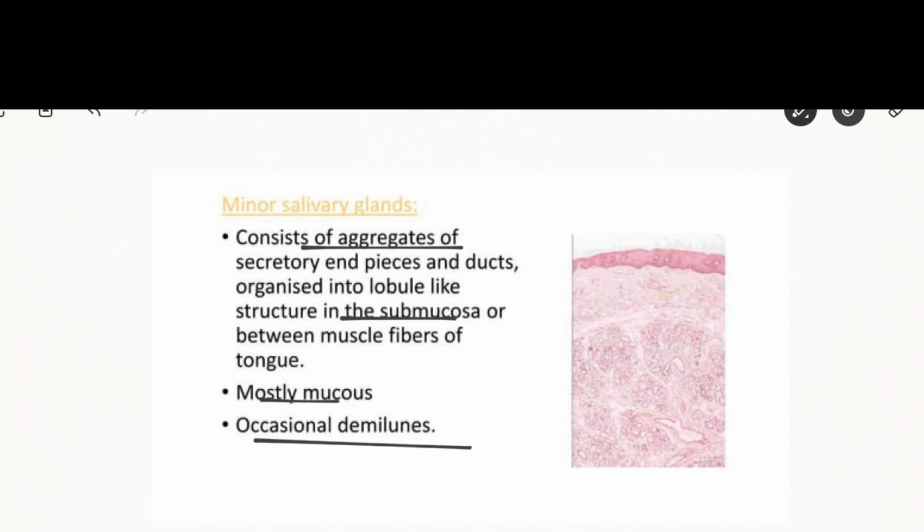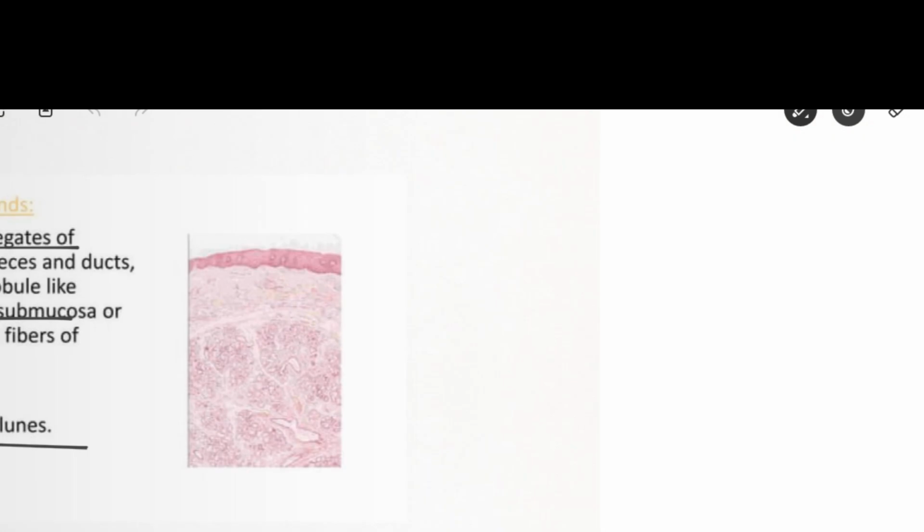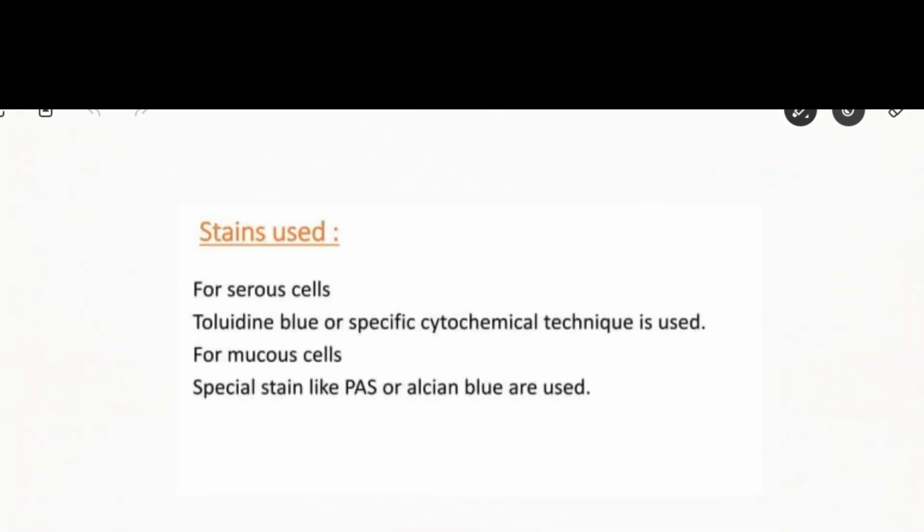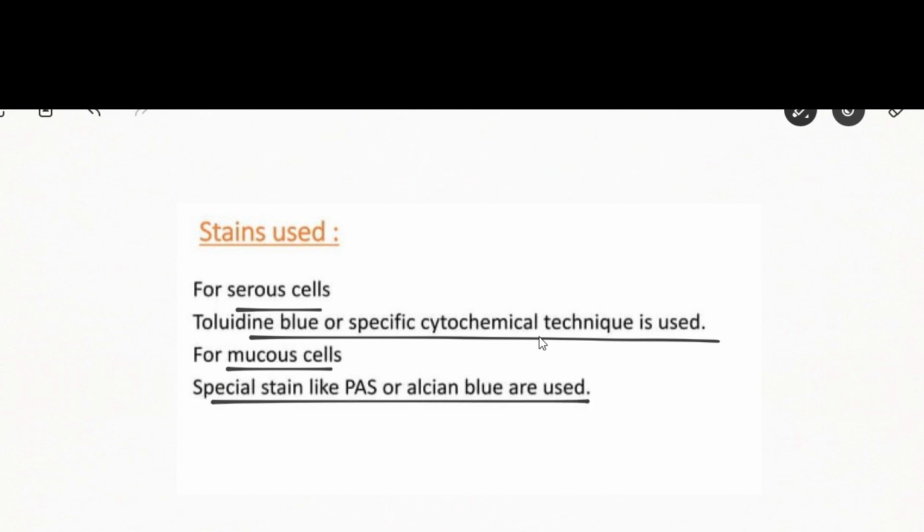Now what are the stains we use? For the serous cells, toluidine blue or a specific cytochemical technique is used. For the mucous cells, some special stains like PAS or Alcian blue are used.